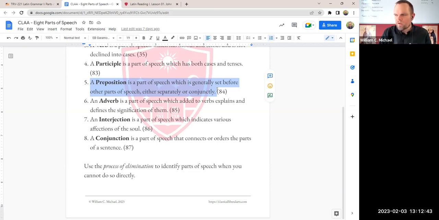Okay, so the word in is a preposition, and it's because in the sentence, it has to be set before another word. And there's two different ways. It can either be set before it as a separate word, or it can actually be connected to the word. We call it a prefix in English. Sometimes they're joined to the words, but they're often kept separate. So in is a preposition.